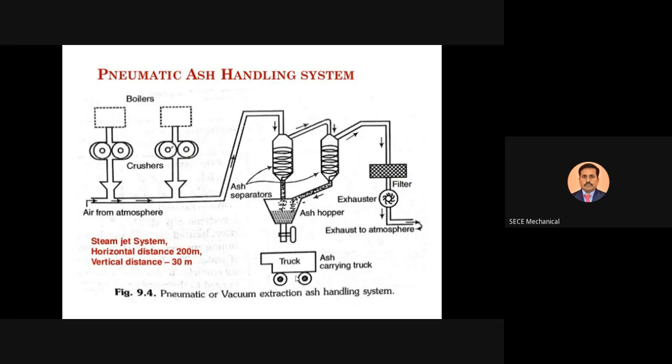Why is a filter used? If you use a forced steam jet, definitely some minute micron-level size ash particles are formed due to the separation process. So that will go to the filter area, and the remaining solid particles go to the ash hopper. This is a major difference between mechanical and pneumatic ash handling systems. Right. Next.